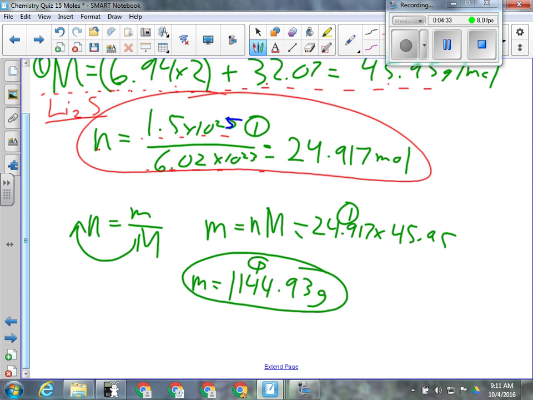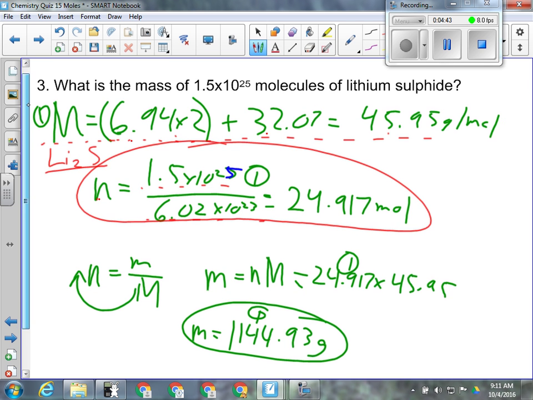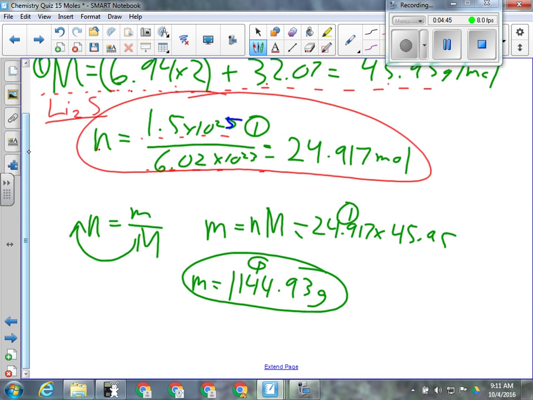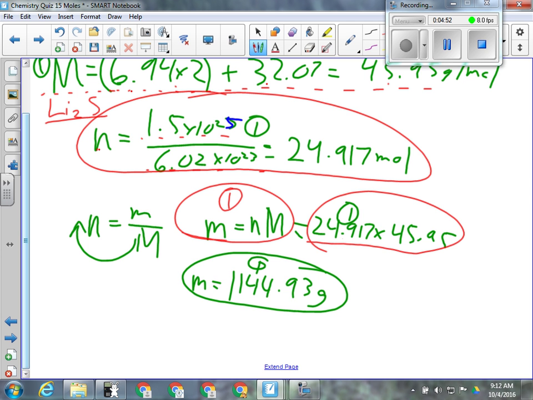Then we have to manipulate the mole equation for little m, same manipulation as before. And this one should be out of 5, but I only have 4 here. So give them a mark for the manipulation. A mark for plugging in the numbers, so our number of moles, 24.917, multiplied by our molar mass, 45.95. And then finally, a mark for the answer, which is 1,144.93 grams.